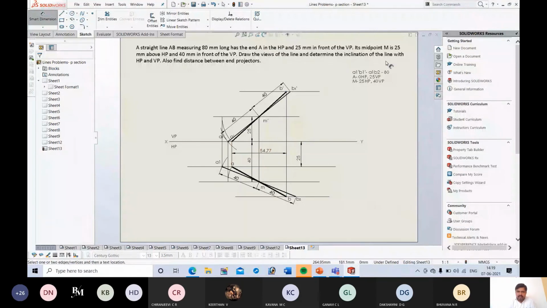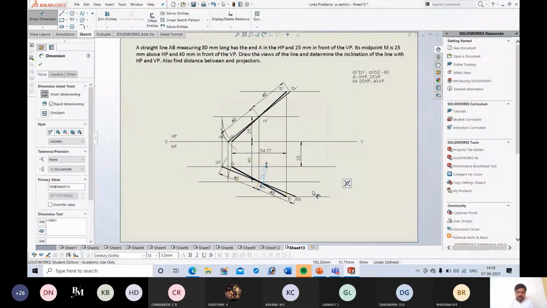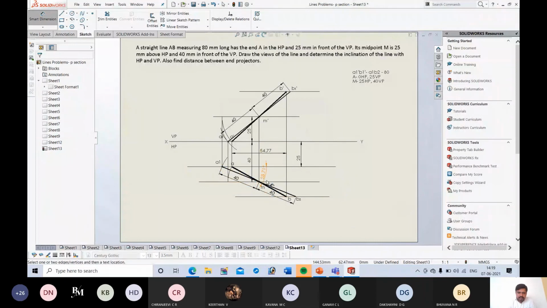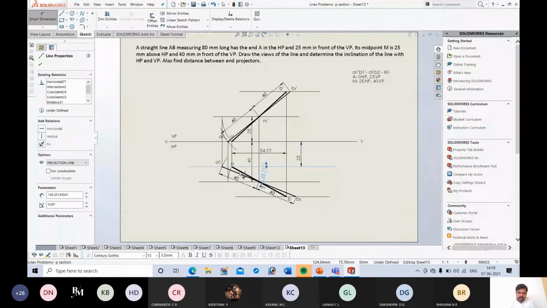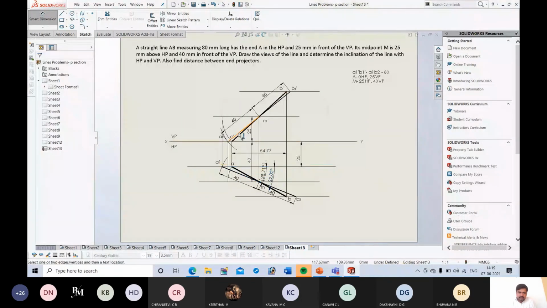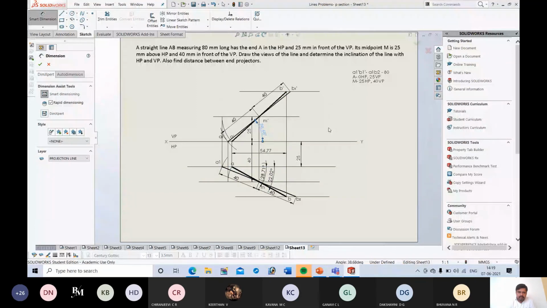Next, the inclination of the line with HP and VP, which you should also determine. This is around 28. This is the alpha inclination of the top view. Next, the inclination of the true length line is around 22. Here also you can find inclination. This is theta. This is alpha.